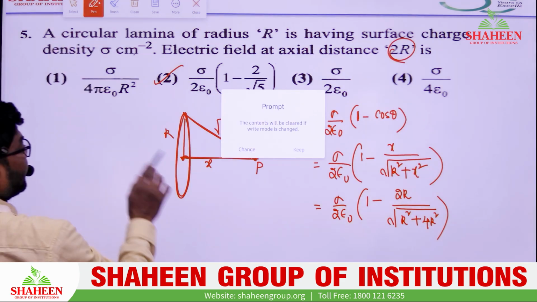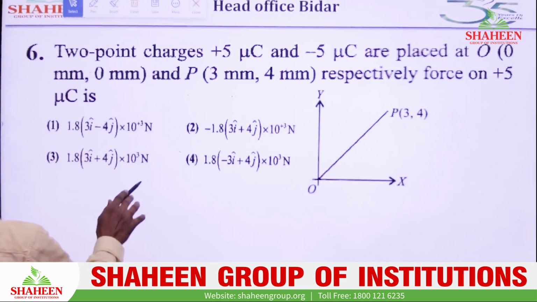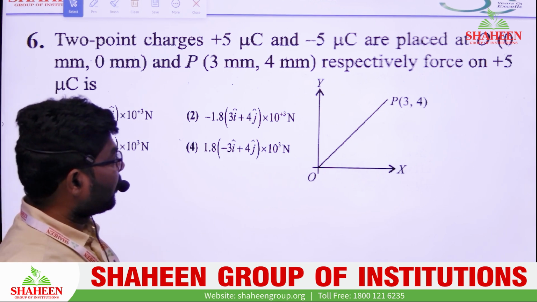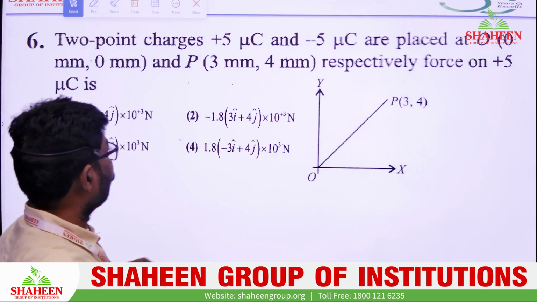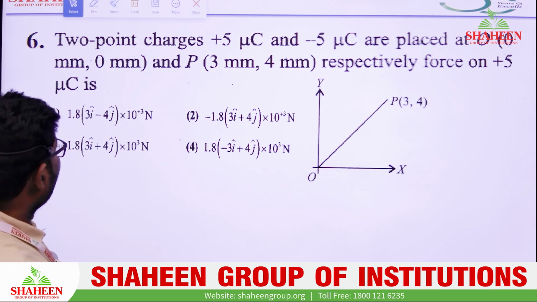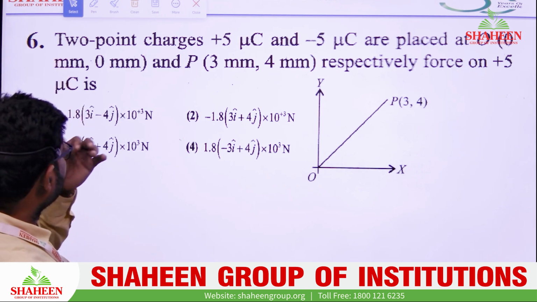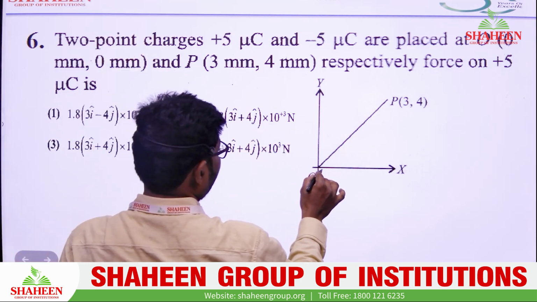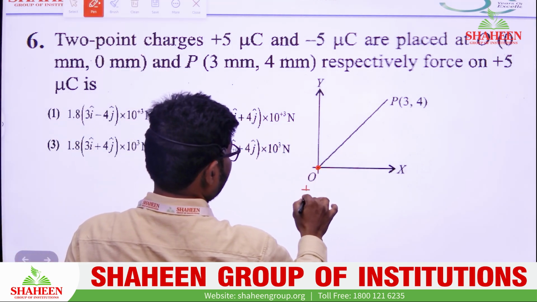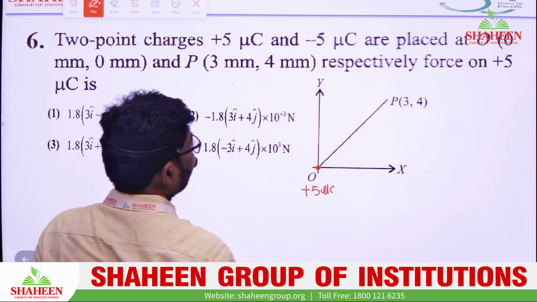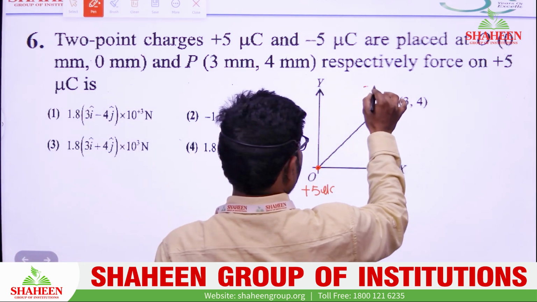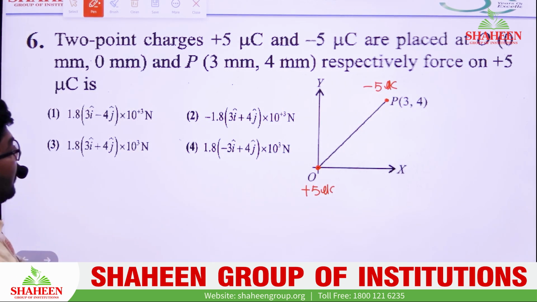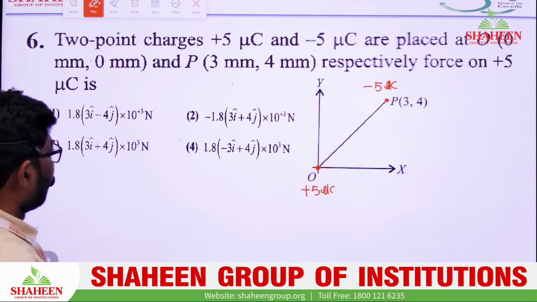Next one, please. Two point charges, plus 5 microcoulomb and minus 5 microcoulomb, are placed near point O. Plus 5 microcoulomb is placed here and minus 5 microcoulomb is placed here. Then what is the force on the plus 5 microcoulomb charge?